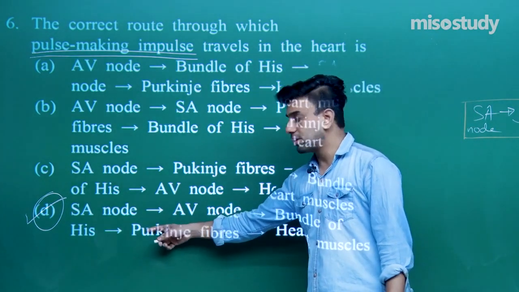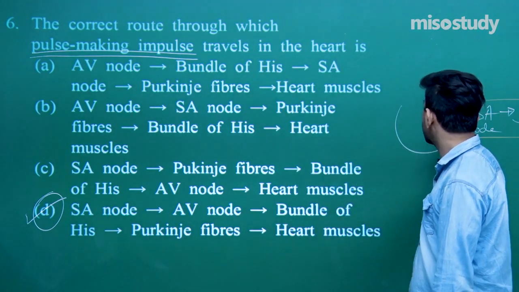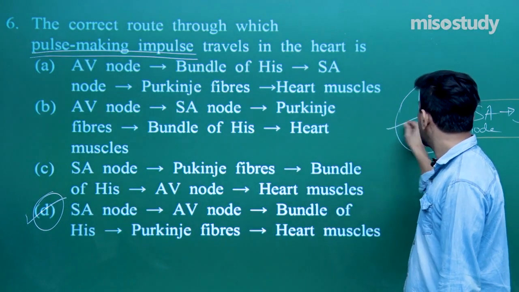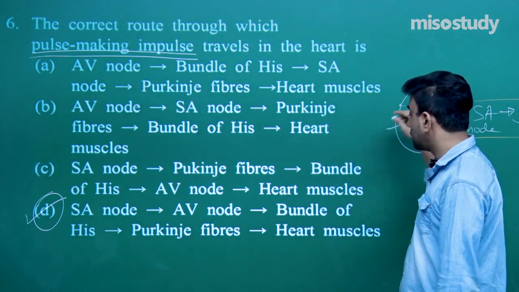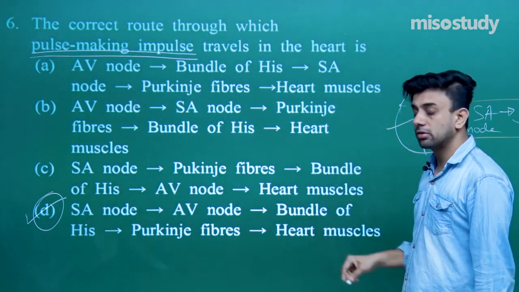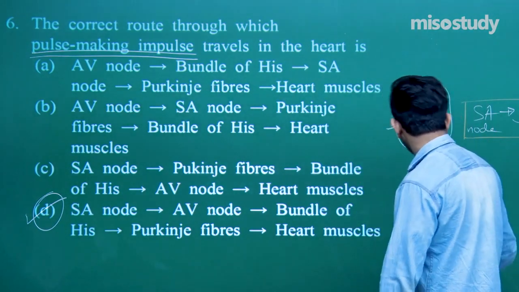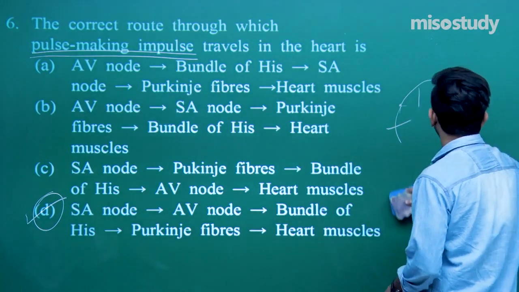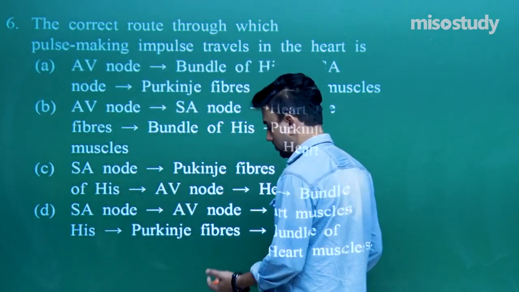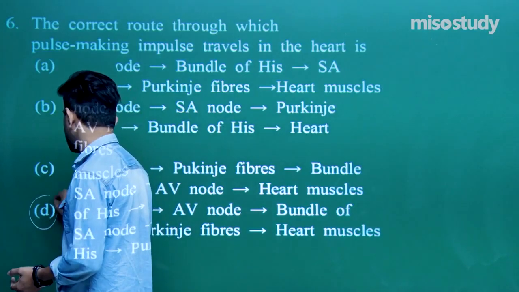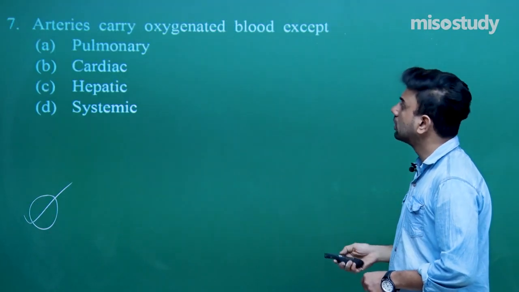Now the SA node is situated in the wall of the right atrium. So if this is the heart, somewhere here is the wall of the right atrium, and the impulse will come here, where the AV node will be in the interatrial septum, and then the right and left bundle of His, the Purkinje fibers and the heart muscles. So as I told you, that is the answer. Let us go to the next question now.